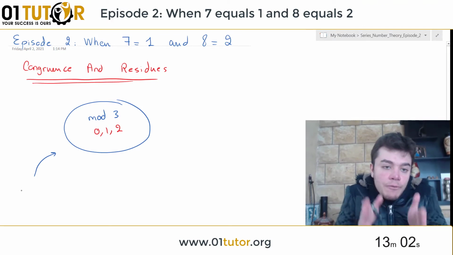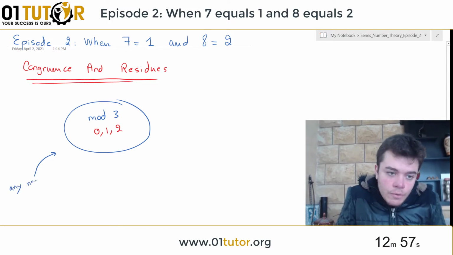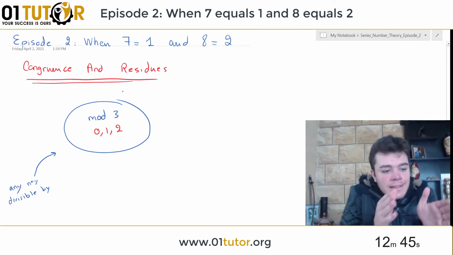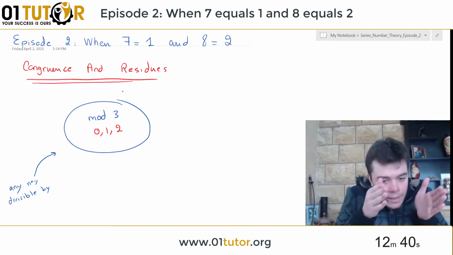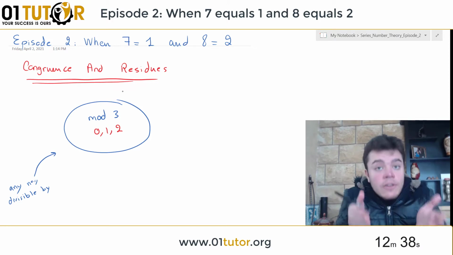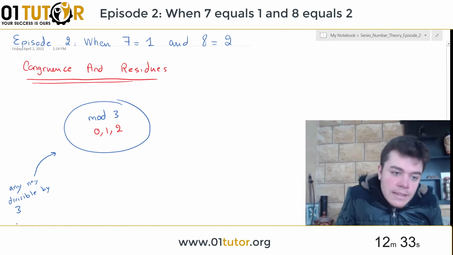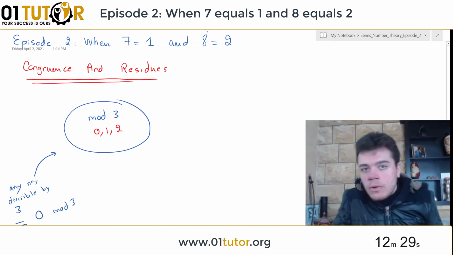If you give this operator, mod 3, any number that is divisible by 3, such as 3, 6, 9, 12, it becomes 0 mod 3. So when I say that 6 is 0 mod 3, what I'm saying is that 6 is divisible by 3. When I say that 9 is 0 mod 3, I'm telling you that 9 is divisible by 3. So any number divisible by 3, if you give it to the mod, turns out to be equal to 0 mod 3. I'm going to outline the examples here.